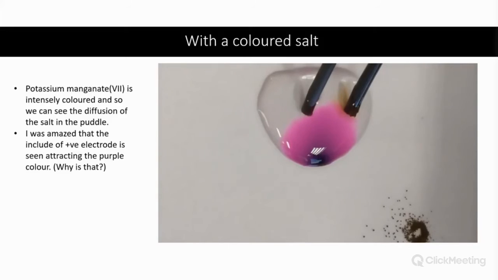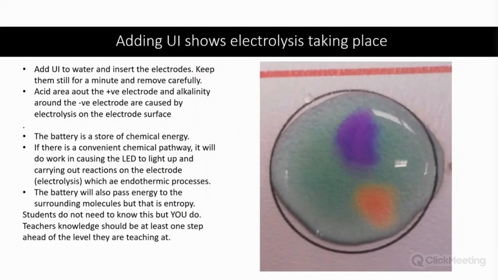So carry on with that. This takes a little while. So we can study diffusion and see the path of water through the puddle. You can also see it gets a stronger purple around the positive electrode, which is on the right as we're looking at it, and the colour is less pronounced around the negative electrode, which is on the left. And of course, bubbles start to appear as we go.